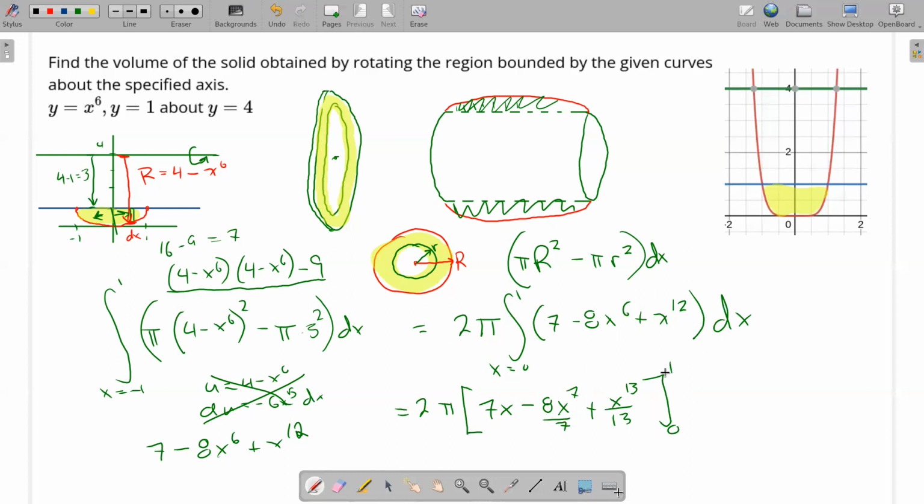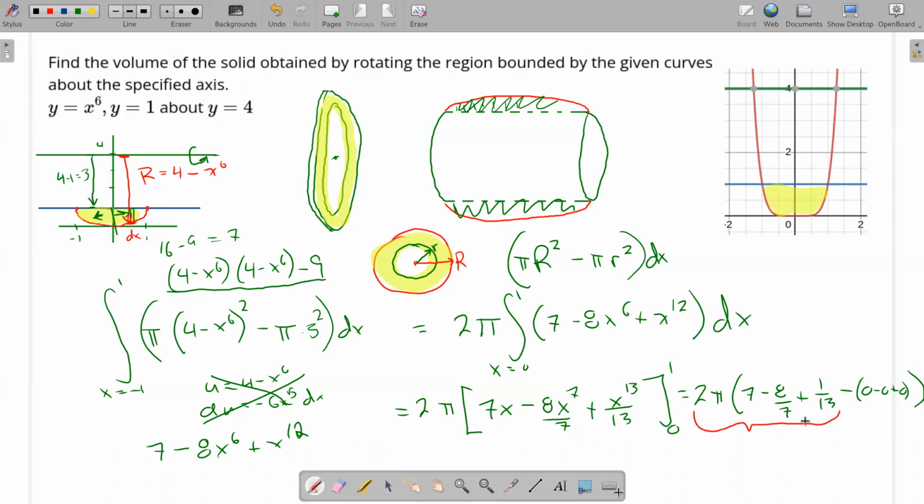Cleaning that up a little bit more, we plug in the 1. So I'm going to have a 2 pi times 7 times 1 minus 8 times 1 to the 7th, which is 8, and then we have the over 7. And 1 to the 13th happens to be 1, so plus 1/13. And then minus, always double check the minus part. When we plug in 0, we get 0, 0, 0, which doesn't contribute anything. So then my answer here is that part right there.